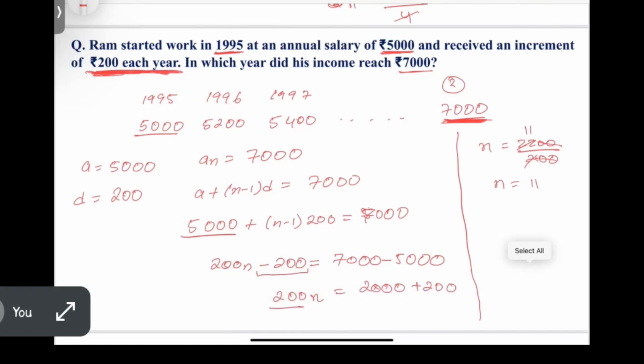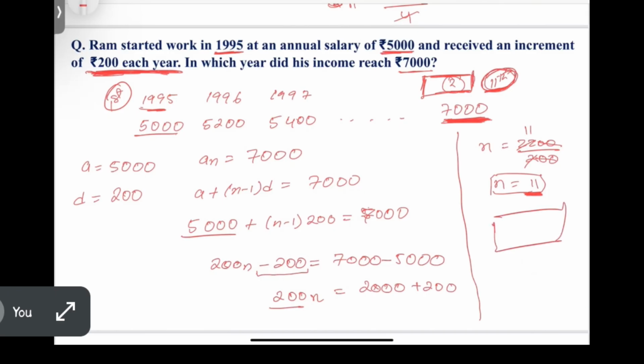So remember, n is 11. Which means this one is the 11th term. That's what it means. So if this is 1995, plus how much will give you this year? Which year will it be? I'll give this one as homework, okay? You find out. This is the first term and this is the 11th term. So in which year will it be 7,000? I'll leave that for you. Okay? You try that after class. So you find which year here.